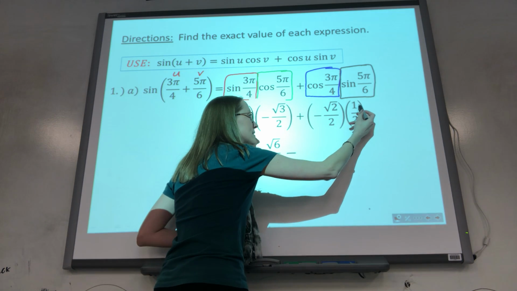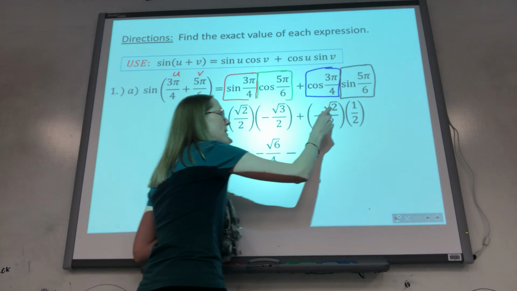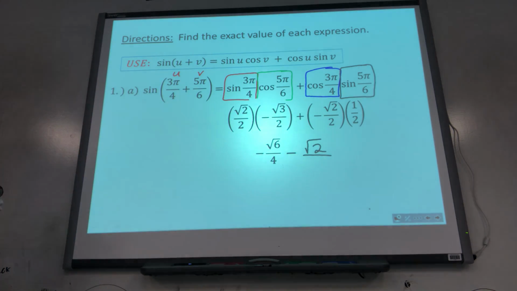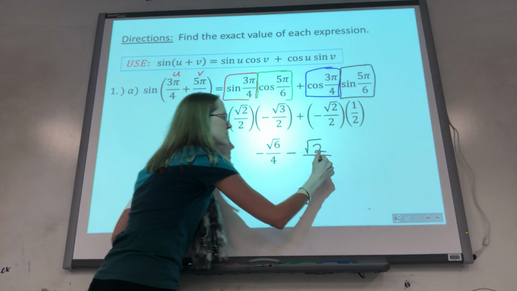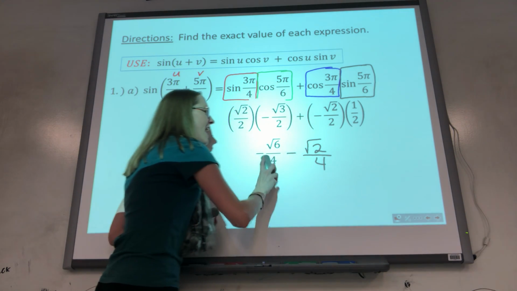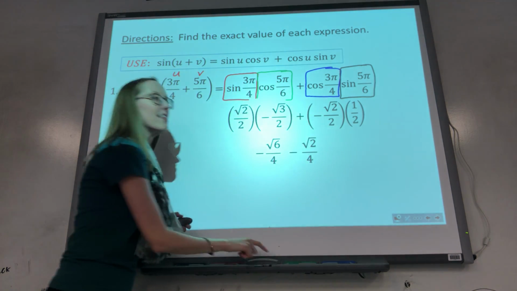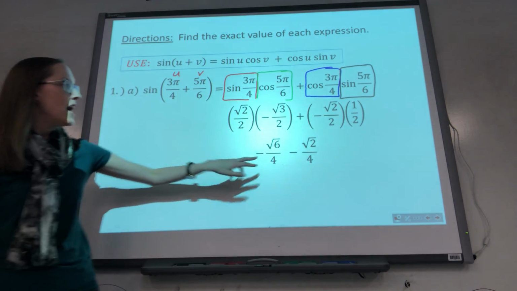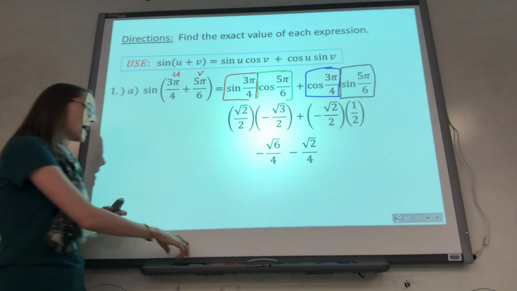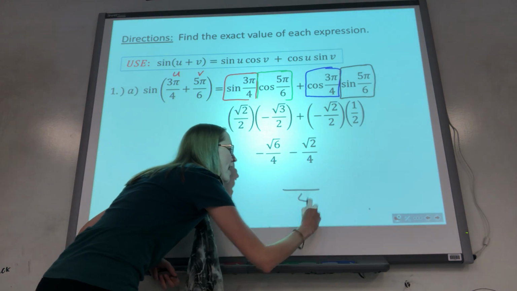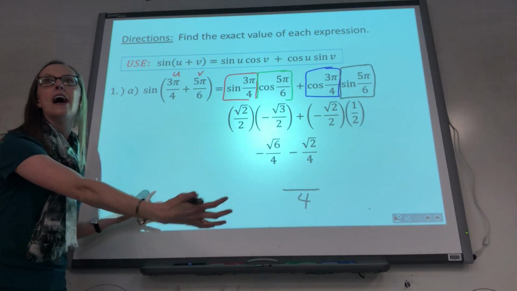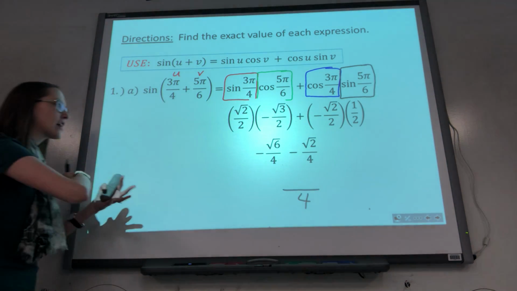And then across the top, across the bottom, square root of 2 times 1 is just square root of 2. 2 times 2 is 4. Now, there's one more thing that I'd like for you to do here. If your denominators are the same, which a lot of times they will be, go ahead and turn those two fractions into just one fraction.